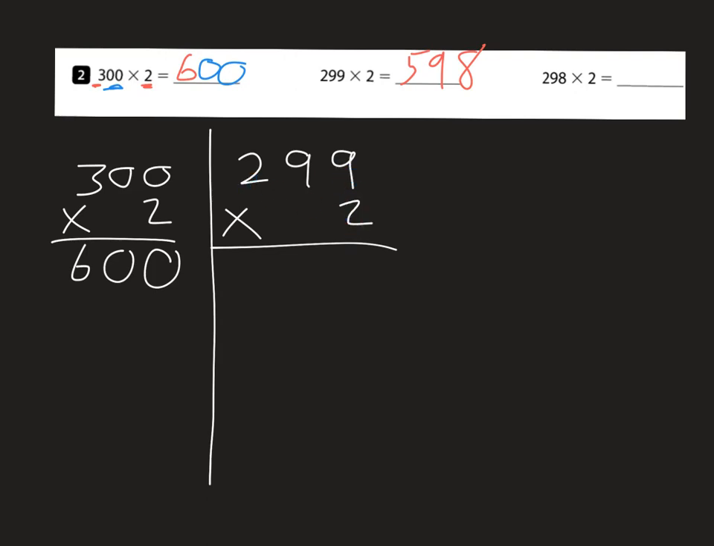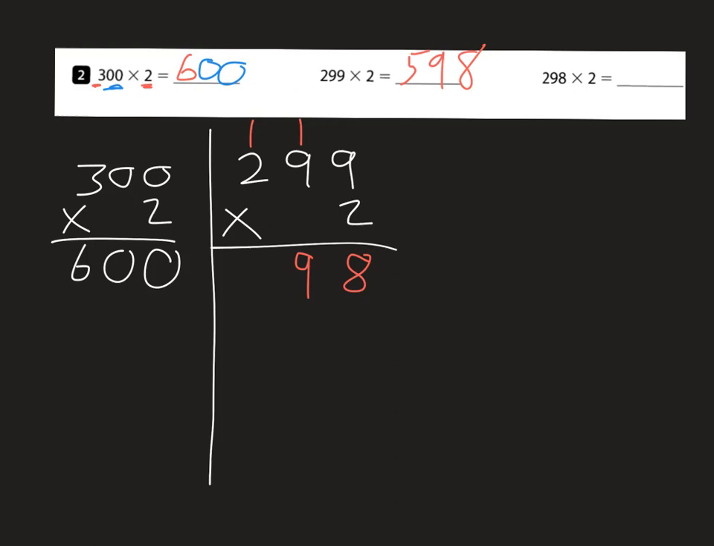2 times 9 will give me a product of 18. And remember, we have to put 1 digit in each place. Carry the 1 above our tens. Now distribute the 2 to our tens place. 2 times 9 is 18. Add your 1 would give me 19. So we put the 9 in the tens place. Carry the 1 to our hundreds place.